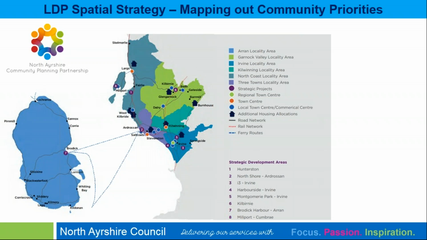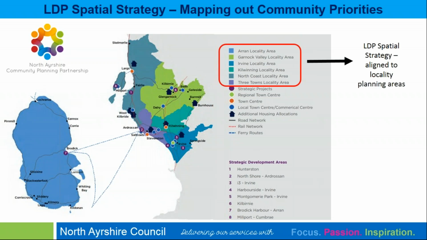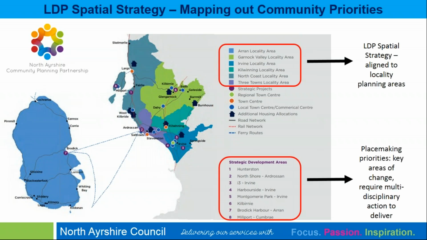So if you skip through the animation, I think there's 6 of them, you can see that the locality partnership areas are the locations where we've broken up the geography of the North Ayrshire region to reflect the locality priorities, and those are again reflected in the plan.